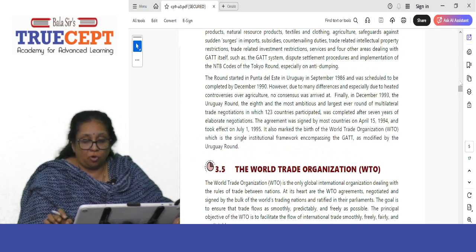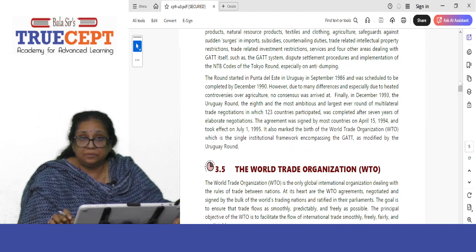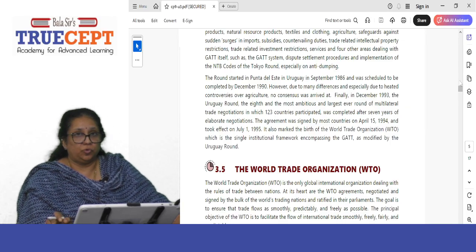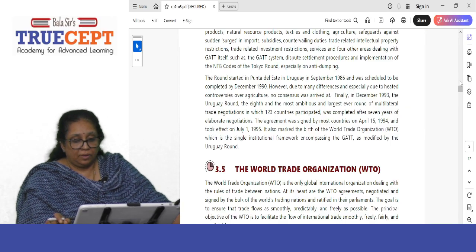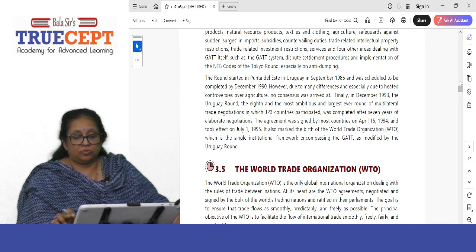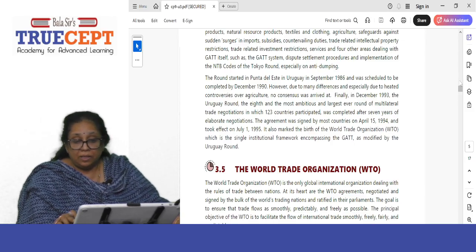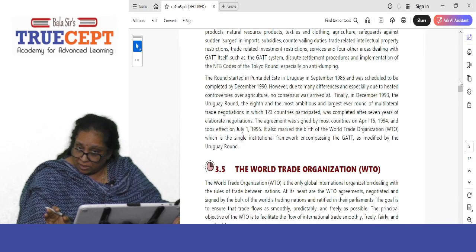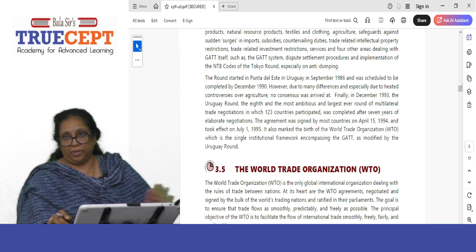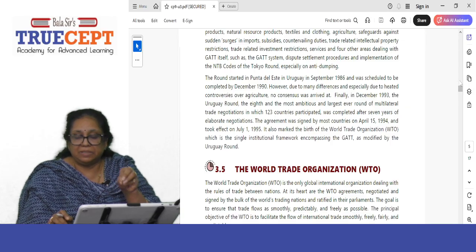So, the birth of the World Trade Organization, with the first institutional framework encompassing the GATT as modified by the Uruguay round. What led to the birth of the World Trade Organization is the Uruguay round. I can give the Doha round, Tokyo round, to confuse you, I can give an India round also, but it's the Uruguay round. Please, that one question is possible there.